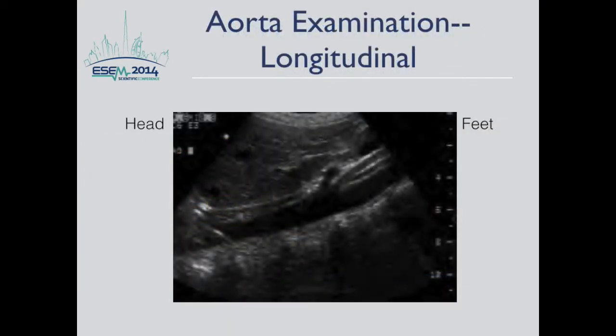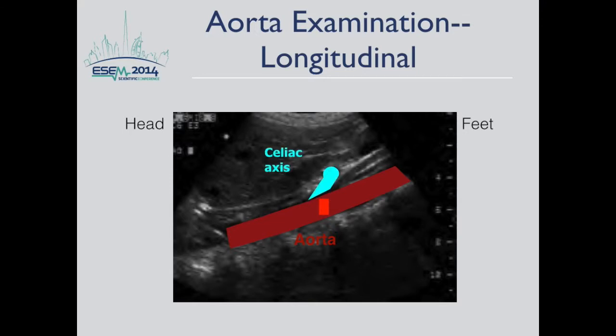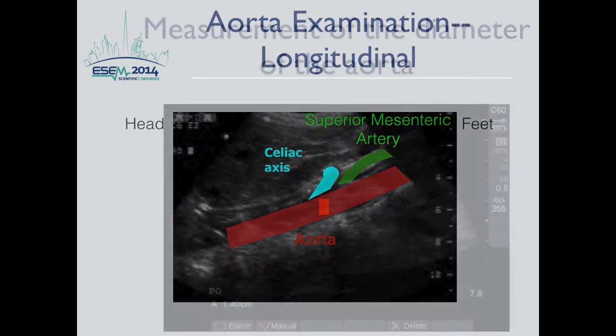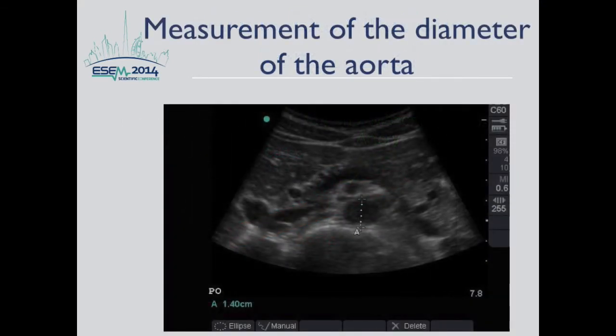This is a still image demonstrating the abdominal aorta in a longitudinal view. The same proximal branches, the celiac and the SMA, should be seen in the longitudinal plane. Again, move cephalad to caudad so you can see the entire length of the vessel. The normal abdominal aorta is less than 3 centimeters and it tapers down distally.